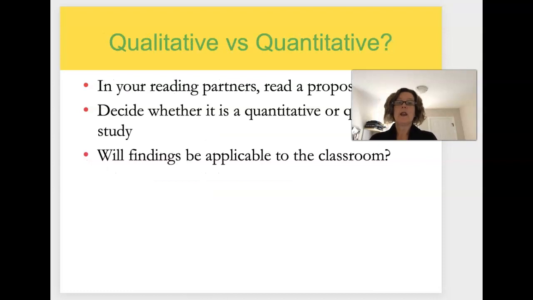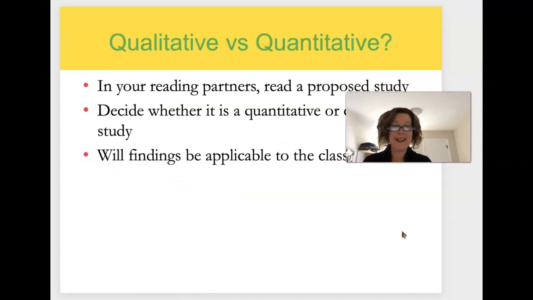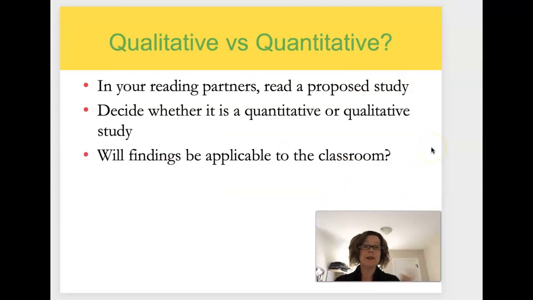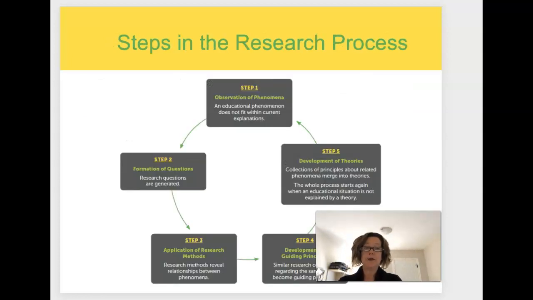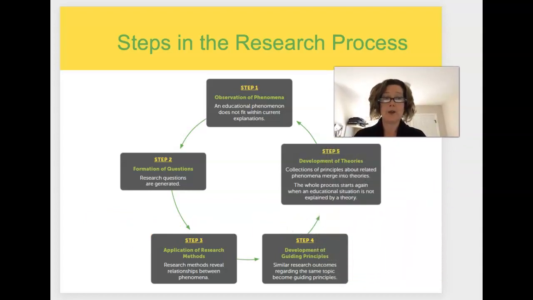Okay, next class I'm going to send you some proposals that you can read ahead of time, and you're going to decide whether they're quantitative or qualitative. I want you to think about what findings would be applicable to the classroom, because ultimately we want this research to be applicable in the classroom, which is, of course, why you are reading it. Finally, around this topic of specific research, there are definitely steps in the research process.